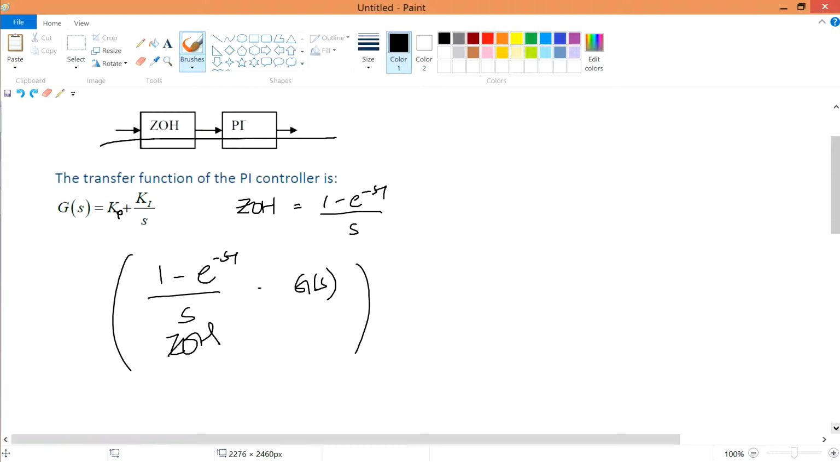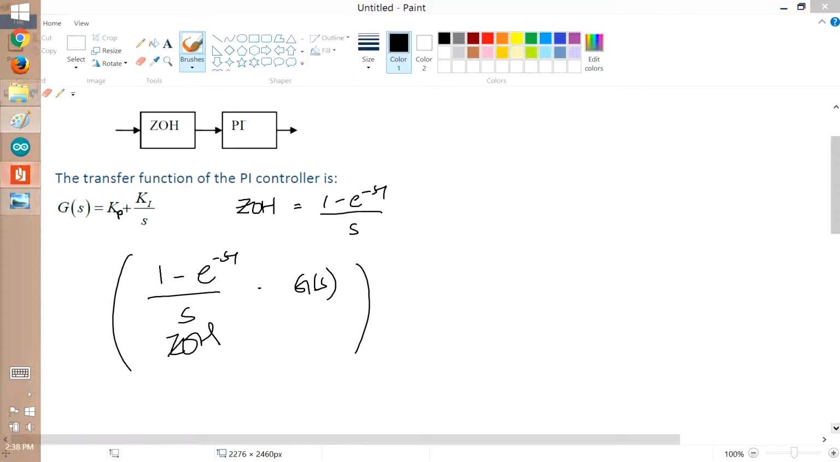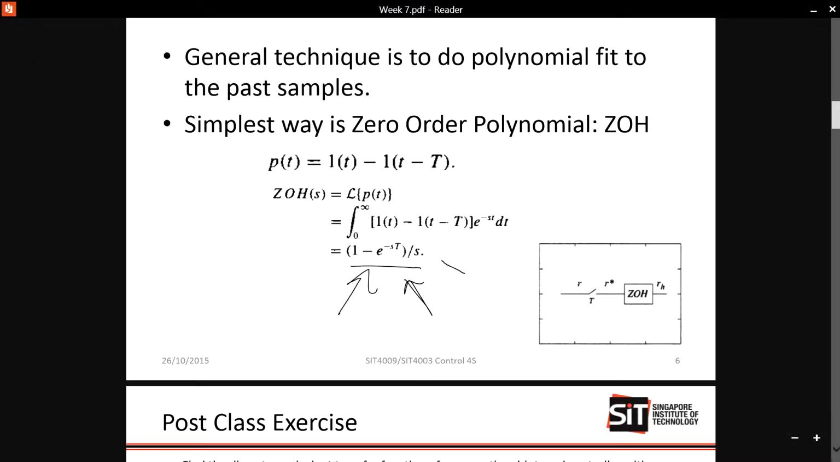This is a straight path, so we have a series of stuff. You're going to multiply the zeroth order hold with a PI controller. Now the zeroth order hold comes from this equation. Where does this come from? As you can see, it's this thing over here.